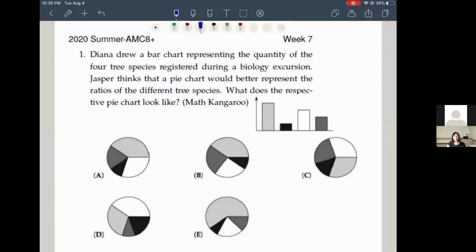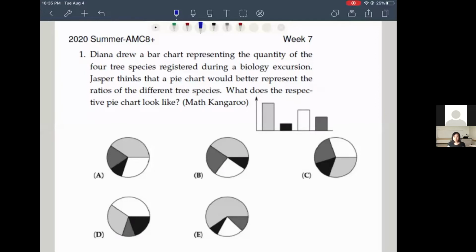Week 7, question 1. Diana drew a bar chart representing the quantity of the 4 tree species registered during a biology excursion. Jasper thinks that a pie chart would better represent the ratios of the different tree species. What does the respective pie chart look like?